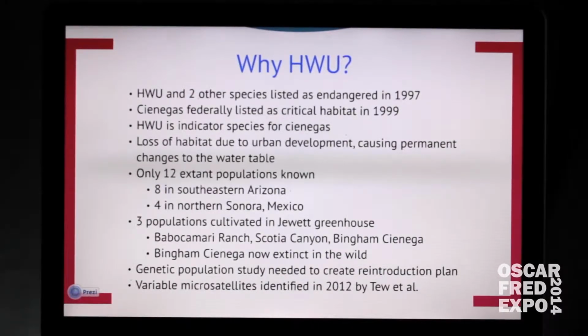Of these, 2, as well as a third that is now extinct in the wild, are cultivated in the Jewett greenhouse. In order to craft a reintroduction plan, a genetic population study was needed, which recently became possible to do as variable microsatellites were identified in 2012 by Tu et al.